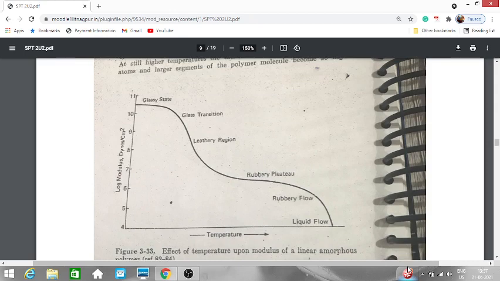So like I said, when you increase the temperature, first it is a glassy state, then glass transition, then leathery region and rubbery plateau. Here it will be deformed and get back to its original position because it is elastic, and then finally permanent deformation, rubbery flow and liquid flow.